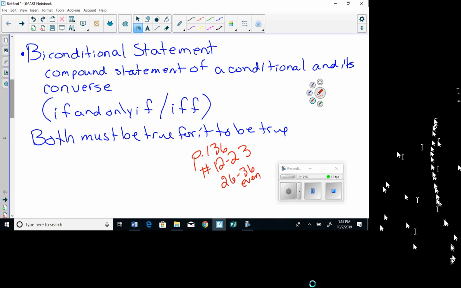Inductive and deductive? Inductive is if it's a pattern. Deductive is if you look at all the clues and the facts, and then you make a decision based on them.